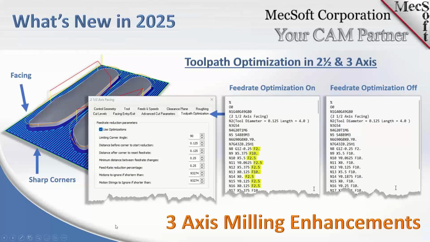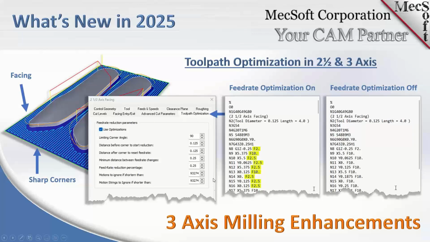Okay, so we got a lot of enhancements. Three-axis milling, obviously, because three-axis is the most used toolpath method that we have. And initially, what we've got here is we've added toolpath optimization. Toolpath optimization tab up here, and if you look down, you have feed rate reduction factors, feed rate reduction parameters.